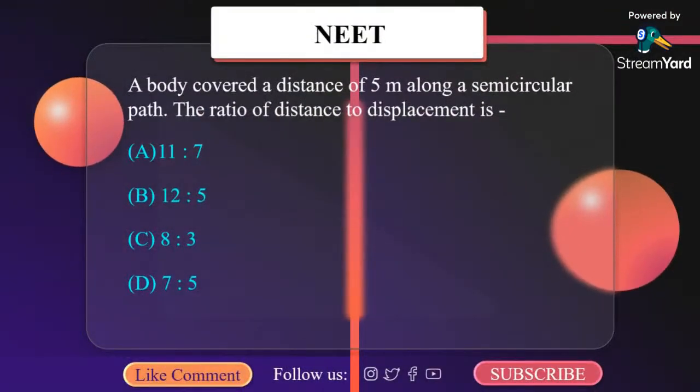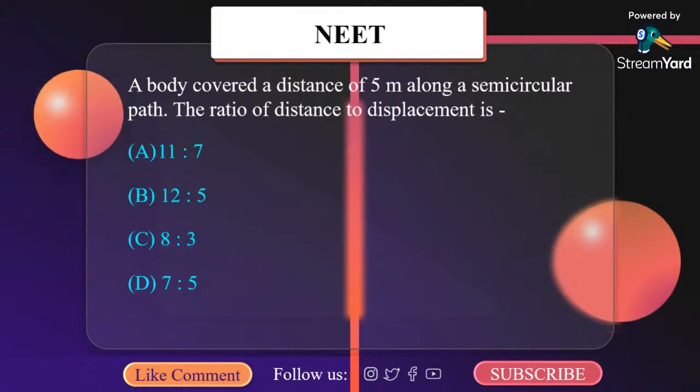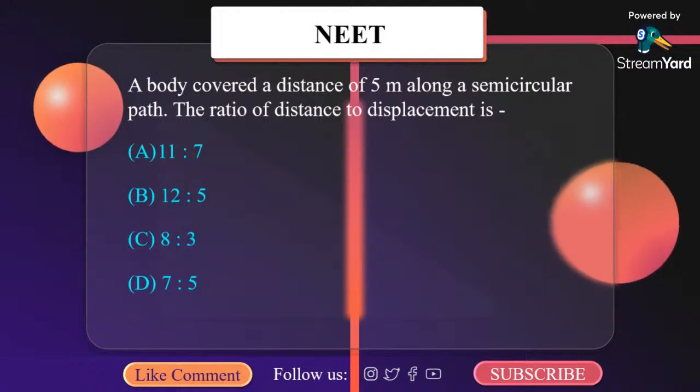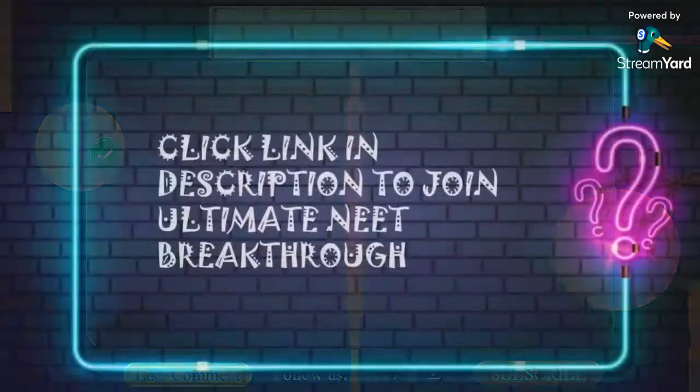A body covered a distance of 5 meters along a semicircular path. The ratio of distance to displacement is A 11 is to 7, B 12 is to 5, C 8 is to 3, D 7 is to 5. It is 11 is to 7.